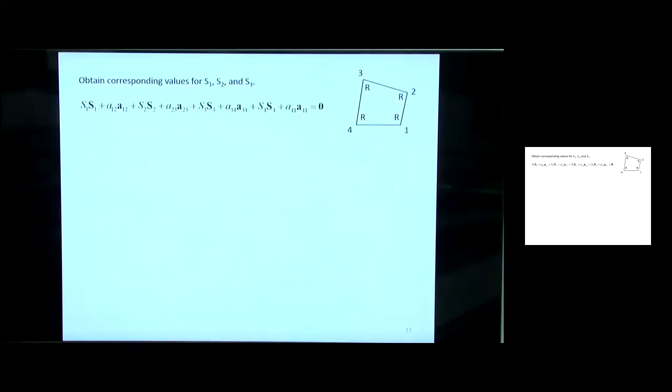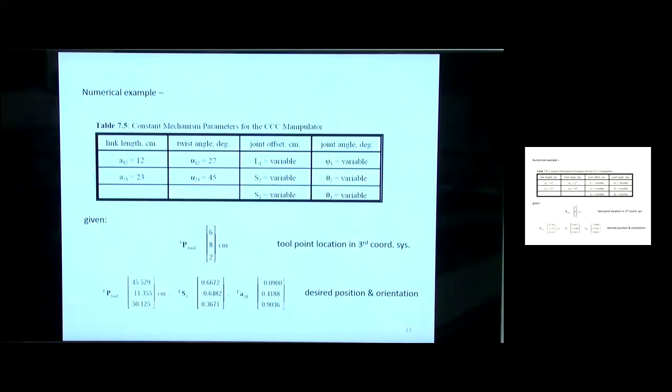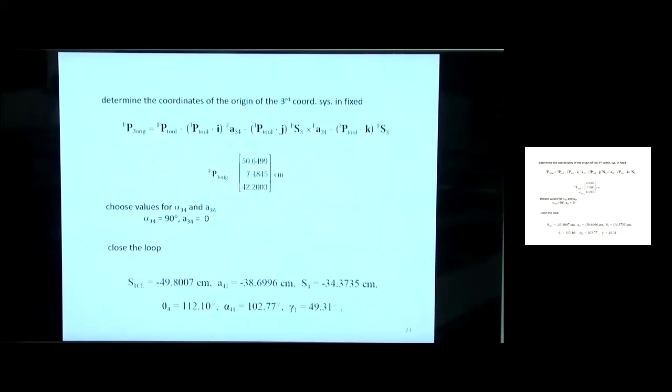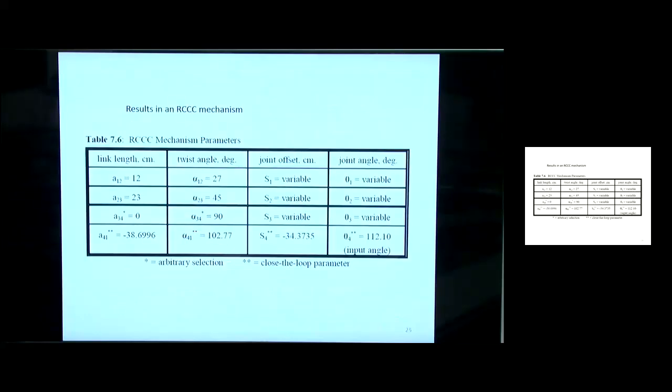Now, this talked about how to write the vector loop, and I do have a numerical example in the book, so I guess it's okay. So here are my constant parameters. This is what I picked for all of these vectors, position, orientation. I got 3's origin and made those choices. I closed the loop, got all that.